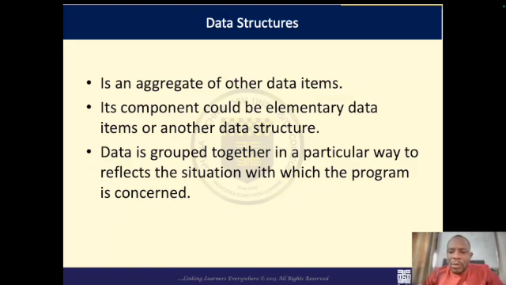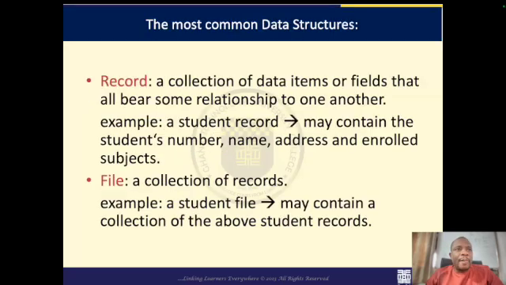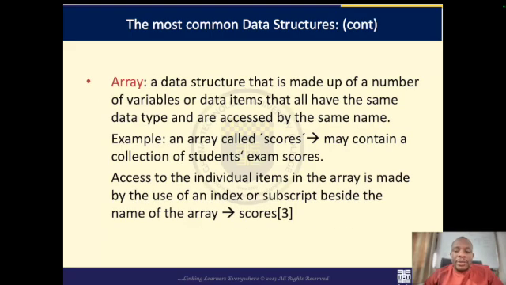However, there are some containers that are a result of a combination of two or more elementary data types. These types of containers are what we refer to as data structures. An example of a data structure is a record or a file. An array is also an example of a data structure. An array simply is a data structure that is made up of a number of variables or data items that all have the same data type.